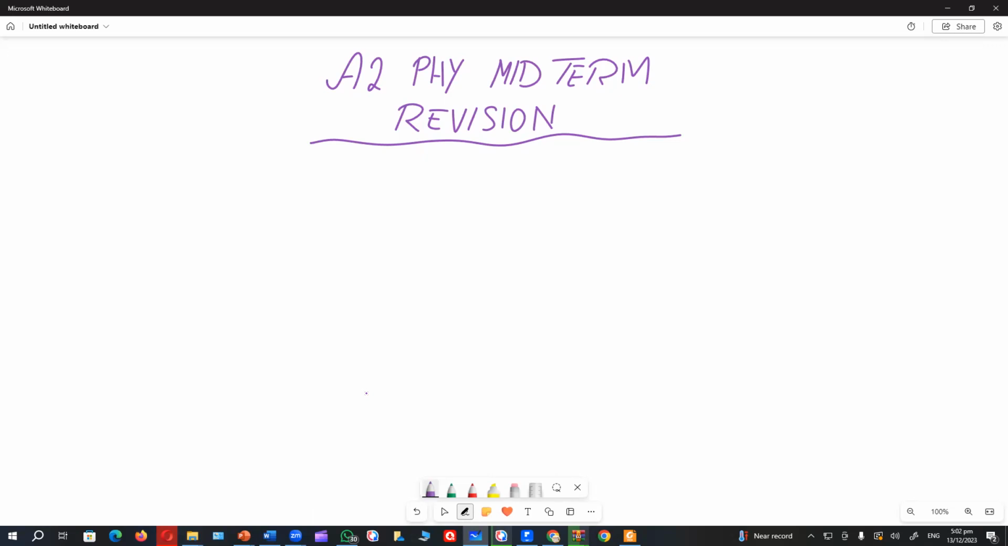We have a paper tomorrow, so we are making this quick revision. The main idea is to revise important chapters, to revise the main concepts in every chapter.